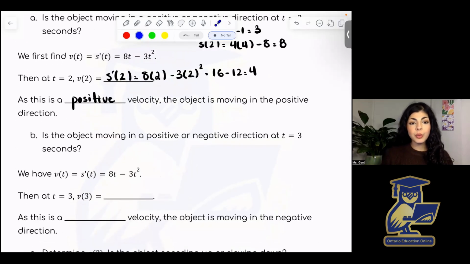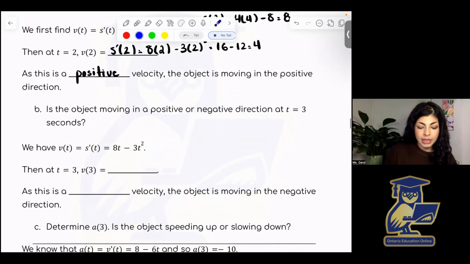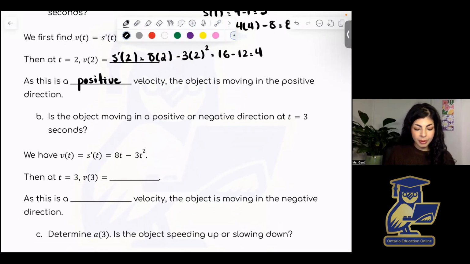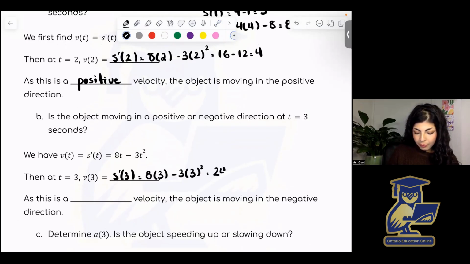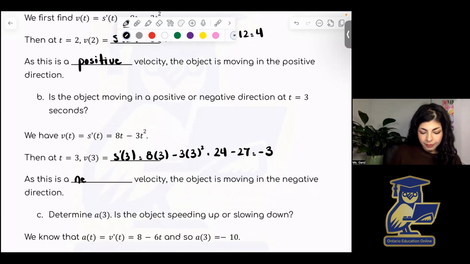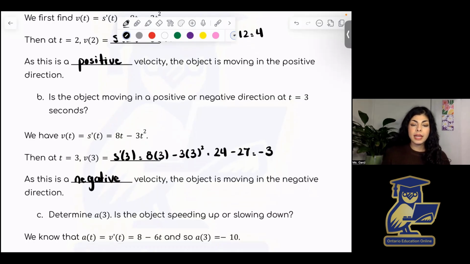Now, for the second question, we're asked, is the object moving in a positive or negative direction at t equals 3 seconds? So same thing, but now we're just using t equals 3. And now I already have my derivative from up there. And again, this is s prime of t. So we have 8 times 3 minus 3 times 3 squared. So then we have 24 minus 27, which is equal to negative 3. And now this is actually a negative velocity, and so the object is moving in a negative direction.